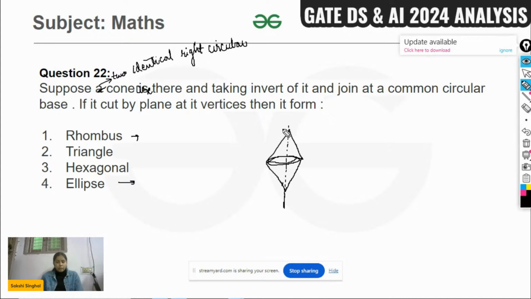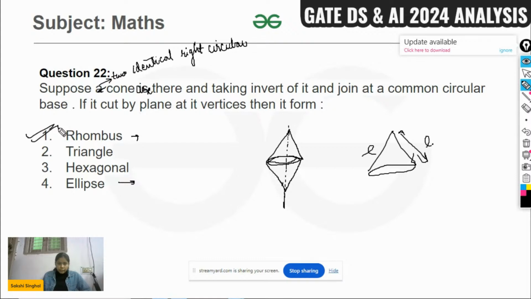Because these two cones are identical, their heights, this length overall if I talk about the whole figure, would be the same. So you can see that you would get a rhombus if I cut it through the vertices. Jignesh, you would not get a triangle, because if you imagine a cone, you will have four sides: two sides of the upper part and two sides of the bottom part.